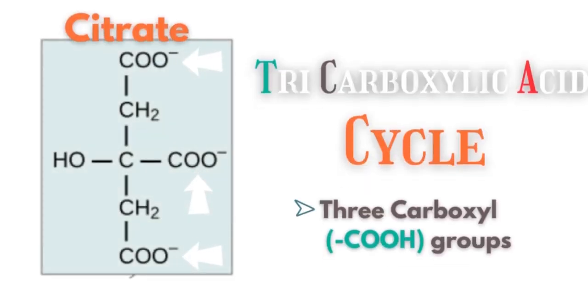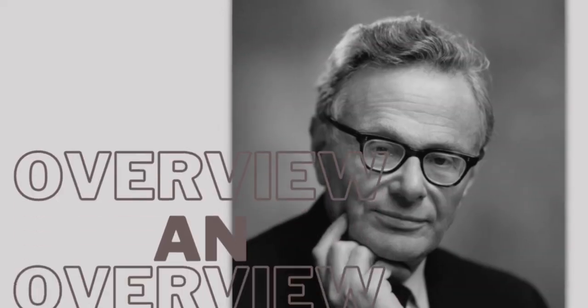This is called so because the first stable product formed in this cycle is citric acid, which is a tricarboxylic acid because it contains 3 carboxyl groups, COOH, you can see in this structure of citric acid. The overview of the Krebs cycle.